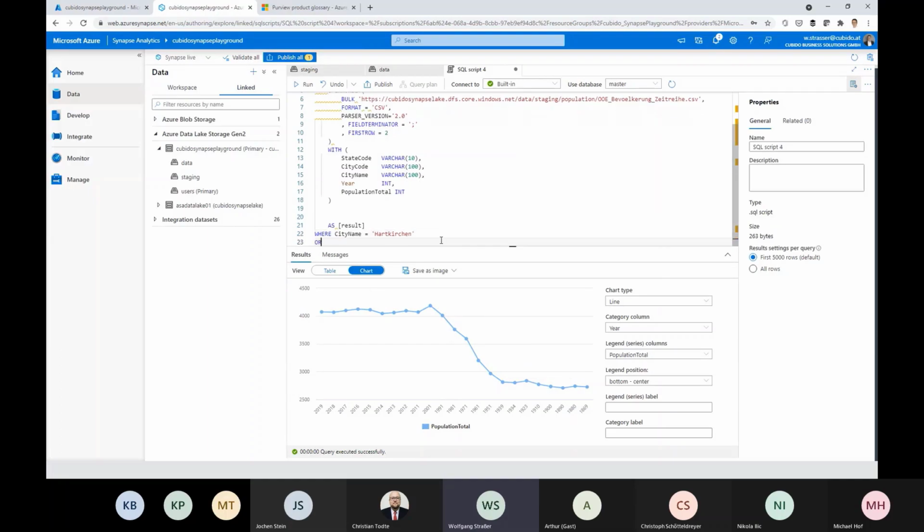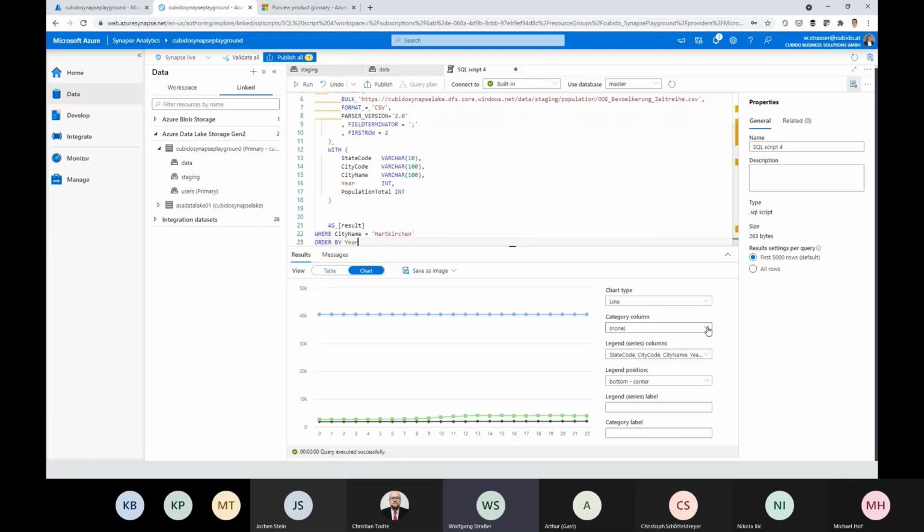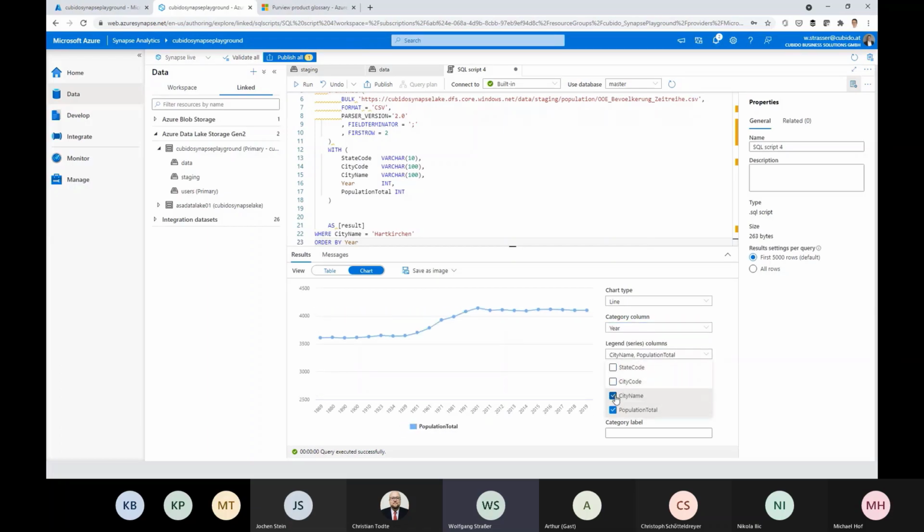So I'm going to add ORDER BY year to that statement. Oh, and it loses the definition. So configure that one again. And what we see is the population in the last year, starting with 1869.